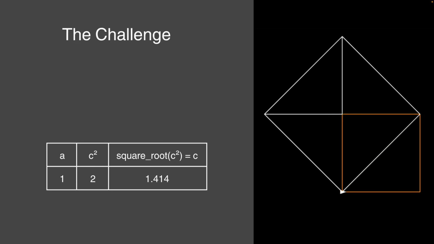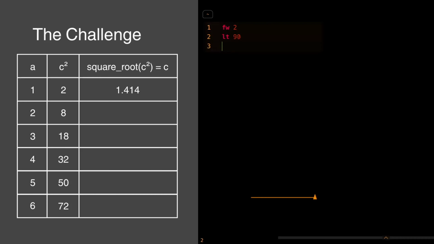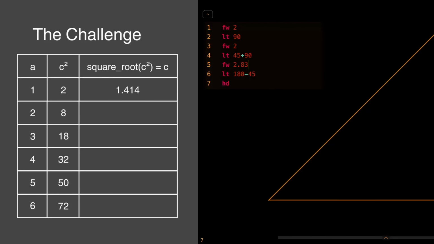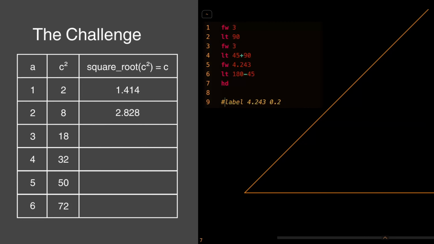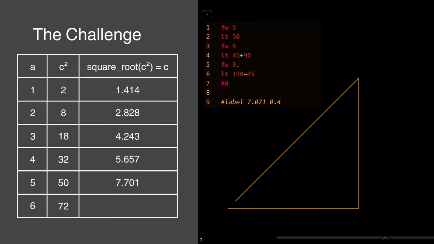We can try varying the values of A and see if we can uncover even more square roots. From this previous area formula, we can find the corresponding values of C squared. And by drawing more of these right-angled triangles to find their hypotenuse, we can discover even more values of C. For the triangle of sides A equal to 2, its hypotenuse is measured to be 2.828, which is the square root of 8. Continue this with 3, 4, 5 and 6 and so on. We start to populate our table.